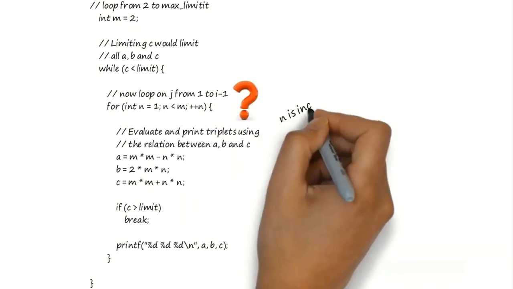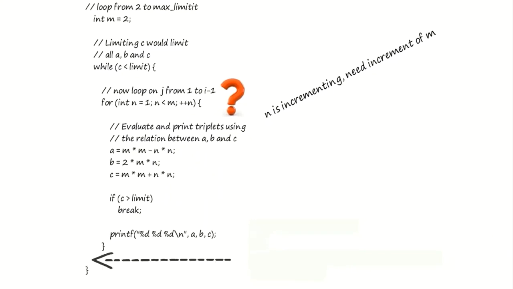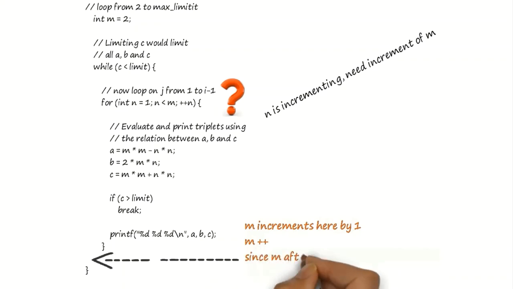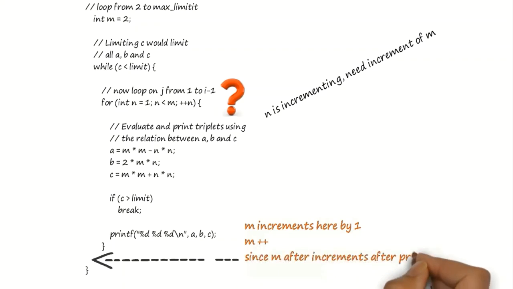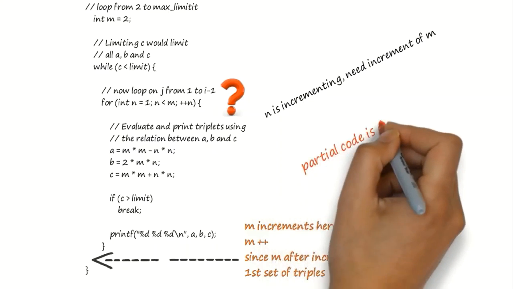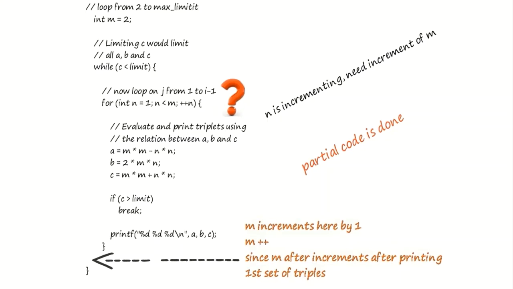Now the question is, n is incrementing and c is incrementing, so when and where will the value of m be incremented? See, m will be incremented immediately after the for loop but before the end of the while loop, because the for loop controls the generation of the first, second or third sets of triples like 3, 4, 5. Immediately after generating the first set, m is responsible for generating the next set. For that reason, the value of m will be incremented by 1 after the for loop. And this is your partial code.